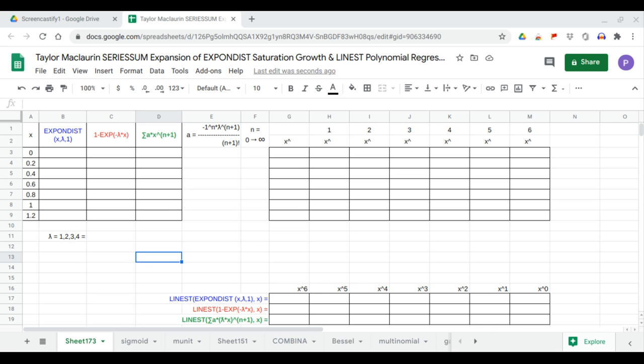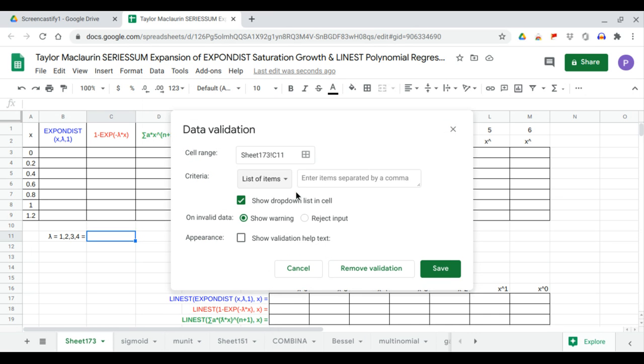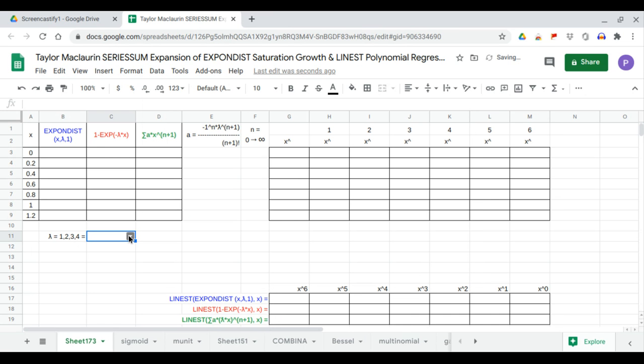In this video, we'll generate the EXPONDIST dataset, trend line and trend line equation of EXPONDIST saturation growth curve over the values of lambda from 1, 2, 3, and 4, and the values of x from 0 to 1.2. So we begin with the lambda, data validation, list of items, 1 to 4. So these are our values of lambda, 1, 2, 3, and 4.